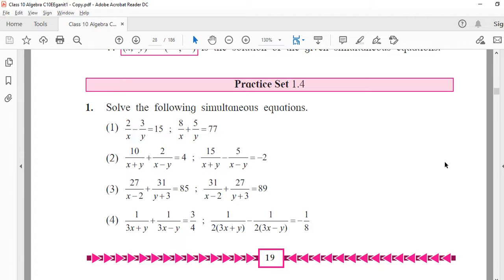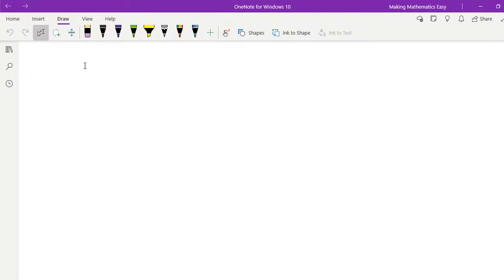So not many sums are there. There are only four sums, but when you look at these sums, you will find something different, something which you have not seen so far. Now this you can solve using Cramer's rule, graphical method or elimination method. But we'll solve this using the elimination method. But this is a bit different from our earlier exercise. So let us start with sum number one. We will cover all the four sums over here, because all are different from one another. So let's start.